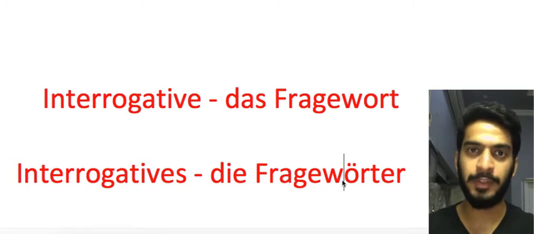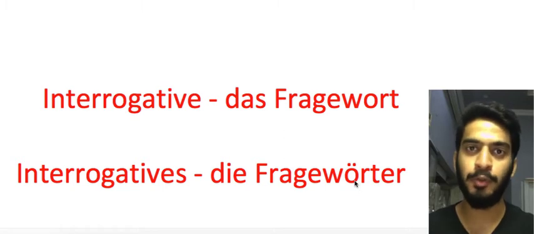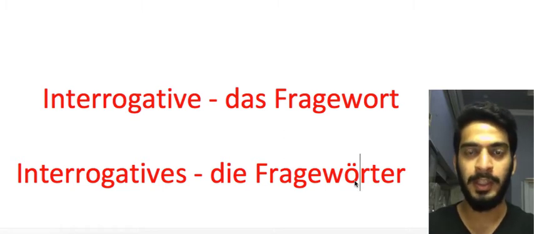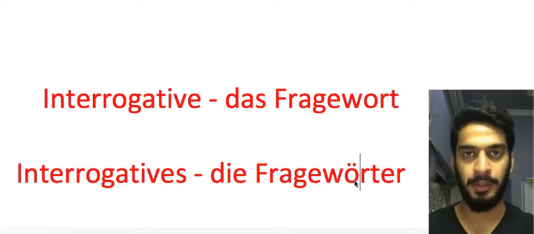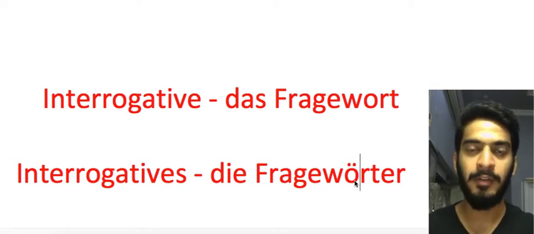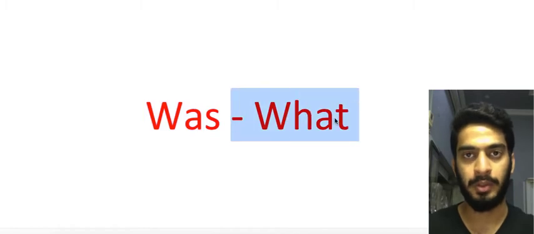So what's the difference between singular and plural? We have O with umlaut. Umlaut means we need to put two dots above the letter O. This specific letter has a pronunciation of Ö in German. So we call it die Fragewörter, meaning interrogatives. Our first question word is was, which means what.